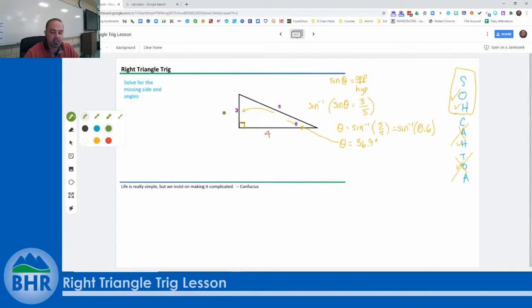I already have my other side, so I just need to know this angle here, and that angle there, B, is just going to be 180 degrees minus 90 minus 36.9, because the interior angles of a triangle add up to 180. So that's going to be 90 minus 36.9, and that is going to be 53.1.